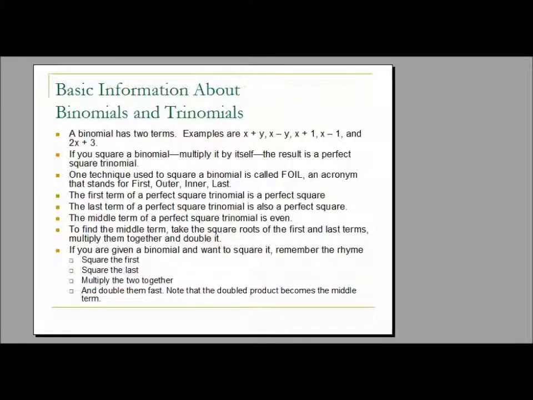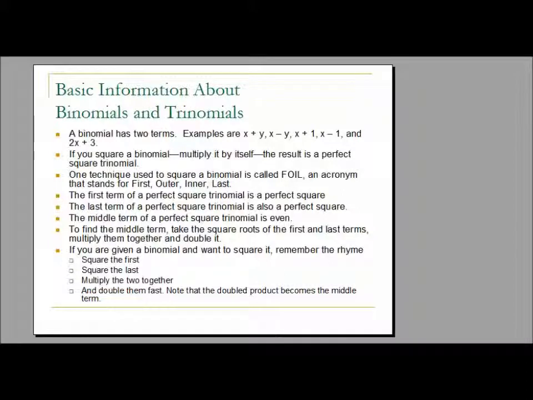One technique used to square a binomial is called FOIL, an acronym that stands for first, outer, inner, last. The first term of a perfect square trinomial is a perfect square. The last term of a perfect square trinomial is also a perfect square. The middle term of a perfect square trinomial is always even. To find the middle term, take the square roots of the first and last terms, multiply them together, and double it.